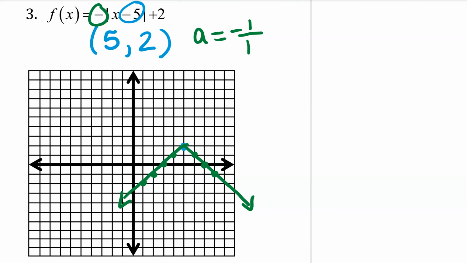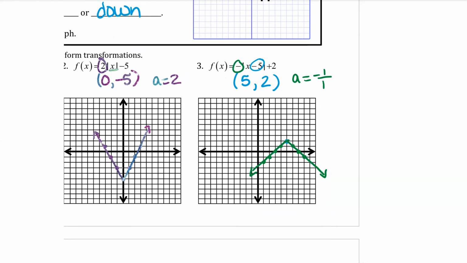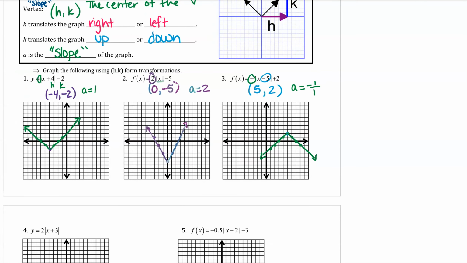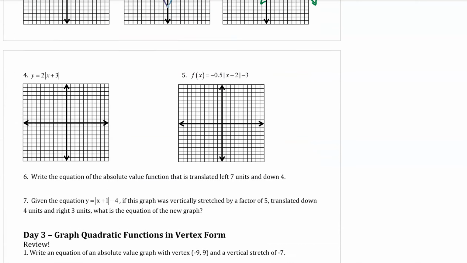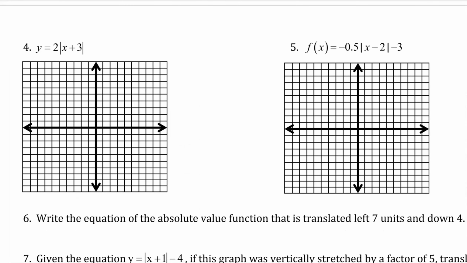There you go. So we did one where I was kind of missing part of my vertex. I did one where my graph flipped over. So I really think you guys could do a couple by yourself. So why don't you go ahead and pause your video now and do number 4 and number 5. When you unpause your video, you're going to see my work. So pause your video now.